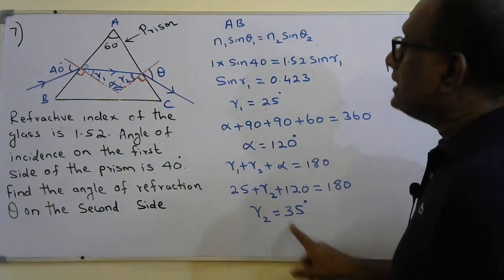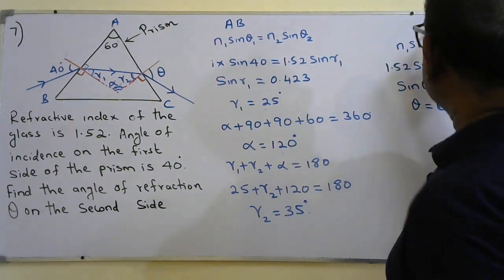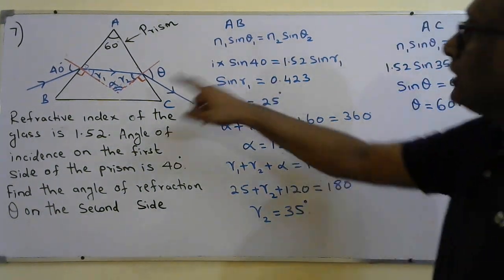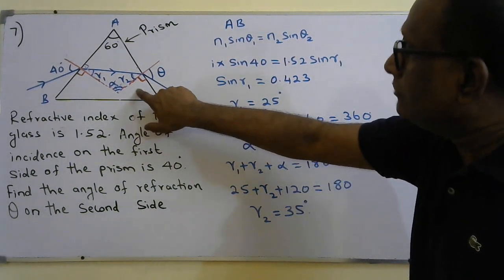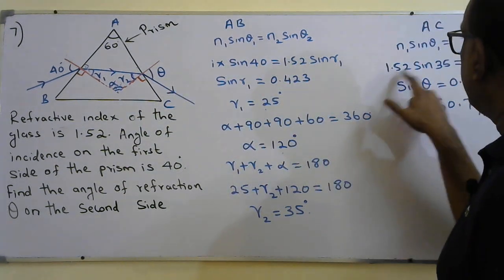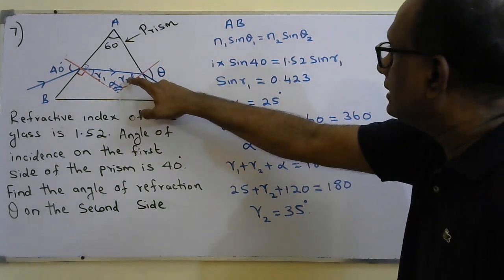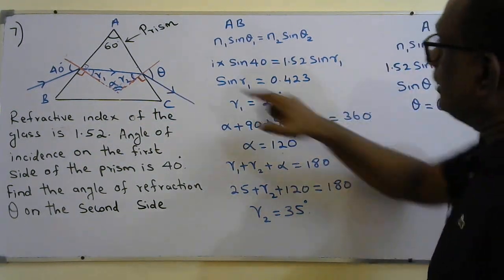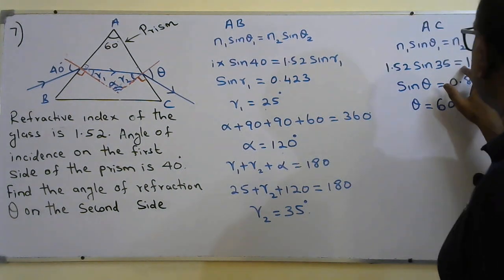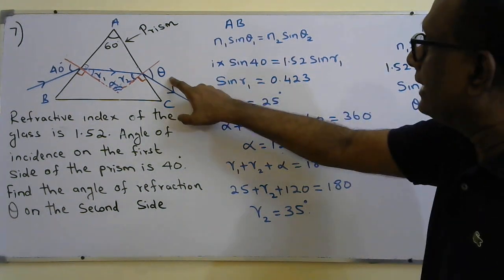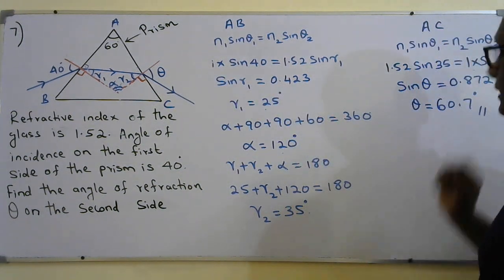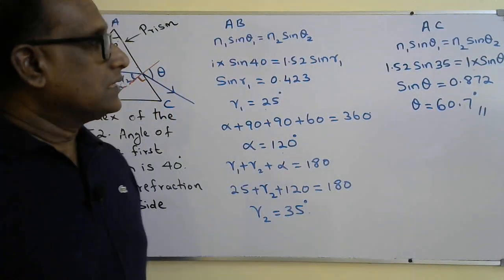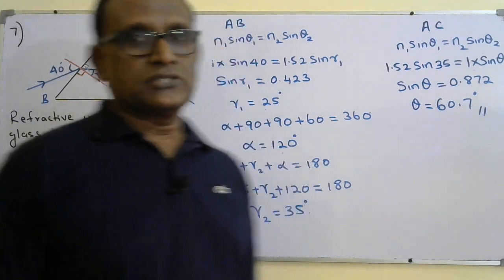Now I am using Snell's law for the side AC again. N1 sin theta 1 equals N2 sin theta 2. N1 for this medium, glass, is 1.52, sin 35, where R2 is theta 1, that is 35 degrees, equals N2, the medium outside is air, so 1 into sin theta. I need to find the angle theta with the normal. Solving, we get 60.7. Little hard, but better to know this type of question also.